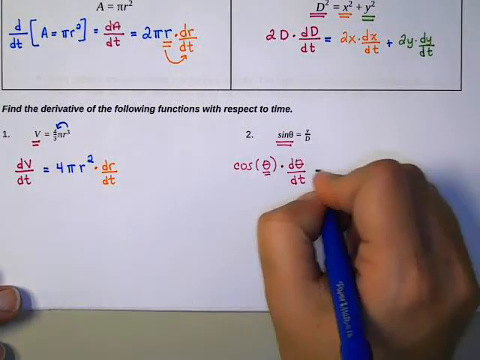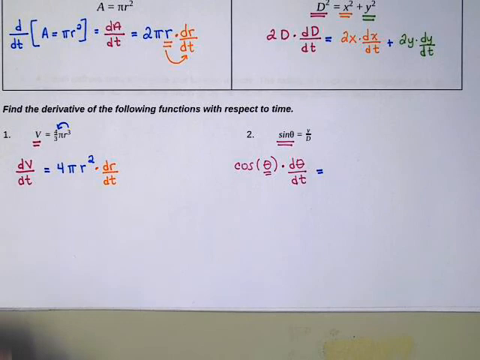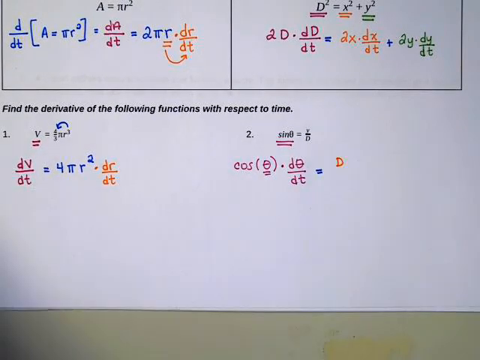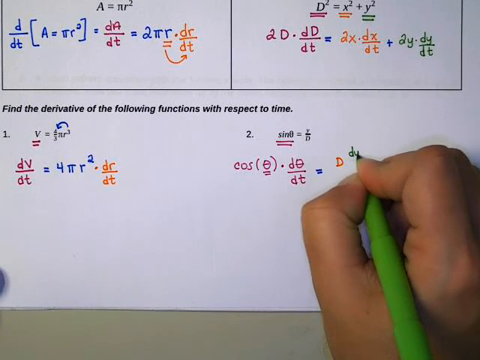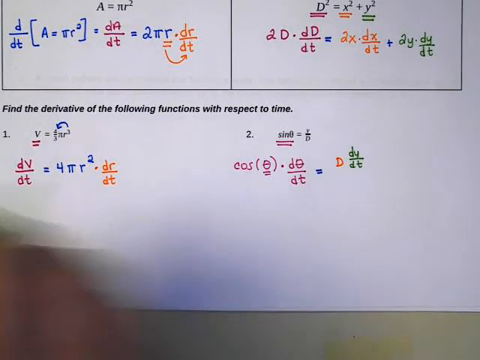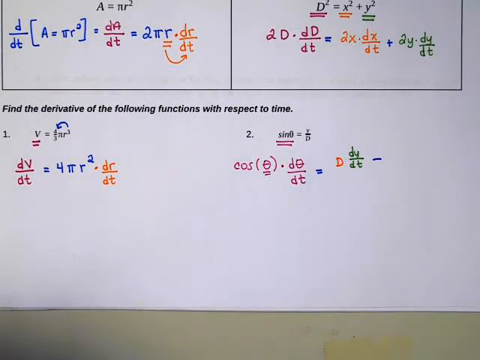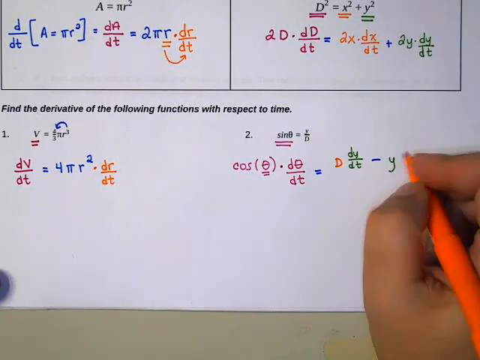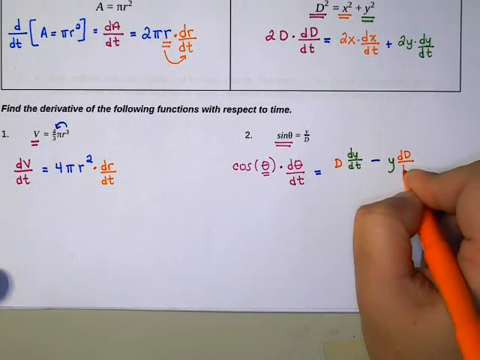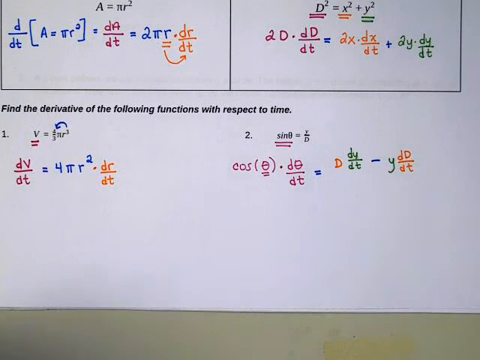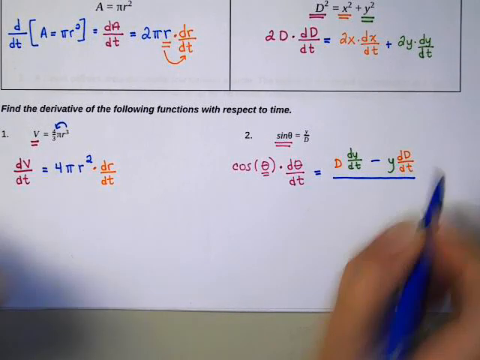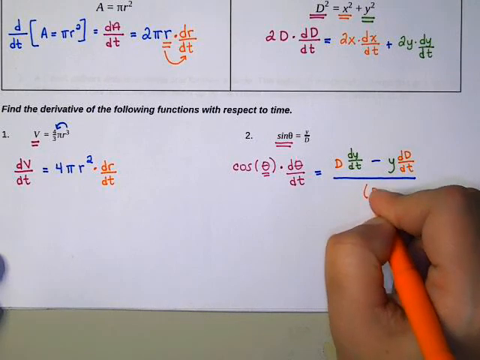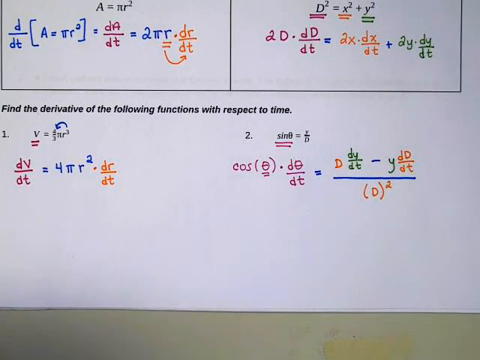And that's going to be equal to, for the other side of the equation, we need to use quotient rule. So low d high, so the derivative of y would be dy over dt, minus high, which would be y, d low, so we would take the derivative of the denominator, which is dd over dt, and low squared, so the regular denominator, squared, goes down below.